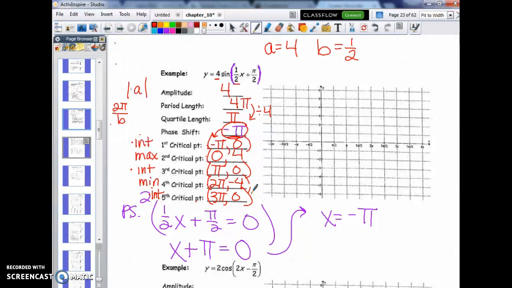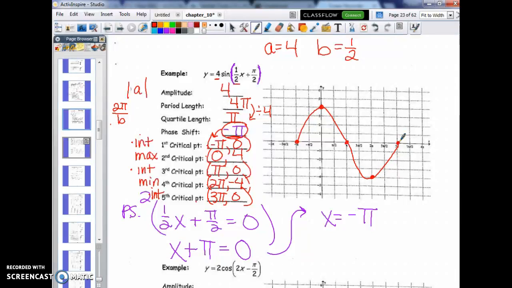So now I have all the points that I want to graph. I'm going to go negative pi and 0. 0 and 4. Pi and 0. 2 pi and negative 4. And 3 pi and 0. So I have 5 critical points that I'm going to connect. There we go. Okay, sketch of y equals 4 times the sine of 1/2 x plus pi over 2.